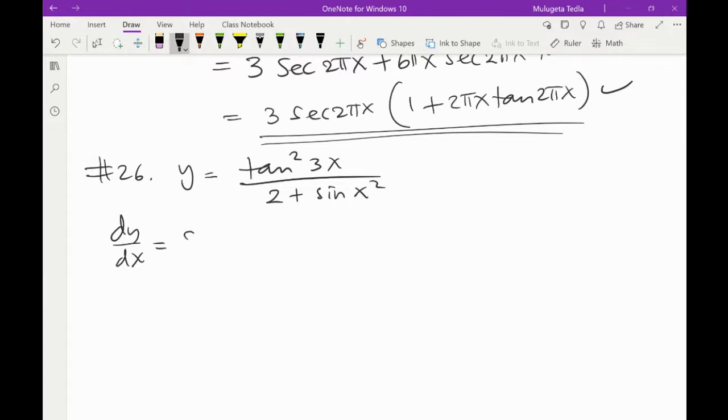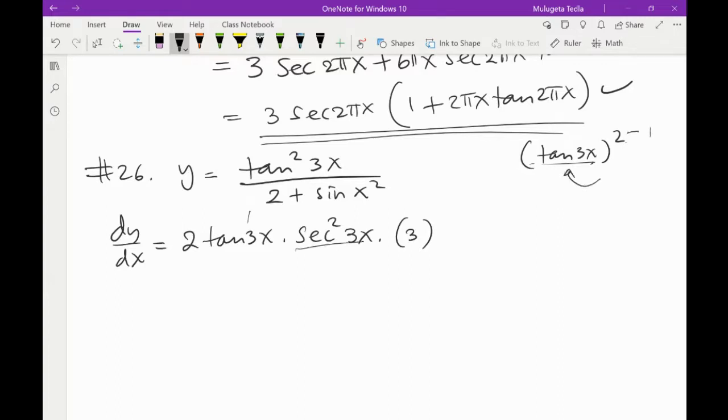The derivative of the top is 2 tangent of 3x times the derivative of tan, which is secant squared of 3x times the derivative of 3x, which is 3. The derivative of the top is this. Or think of it as tan of 3x the whole square. So bring the 2 up front, write the base, reduce 1, and then that's what you get, times the derivative of the inside, which is secant squared of 3x times 3.